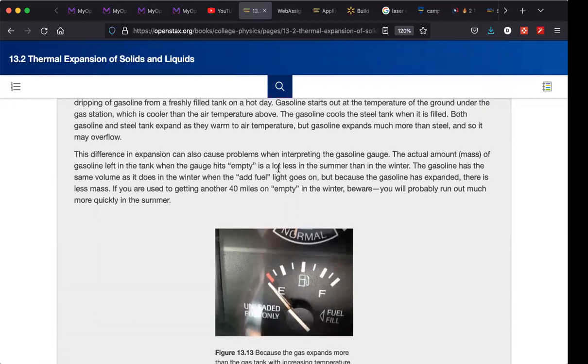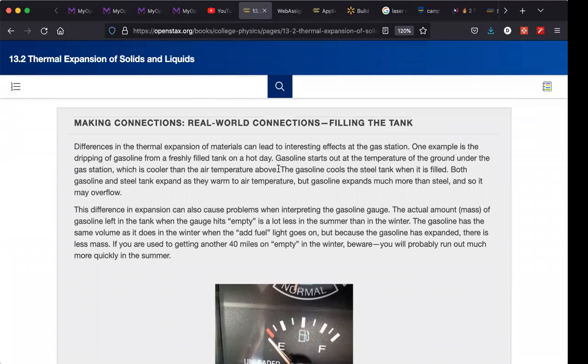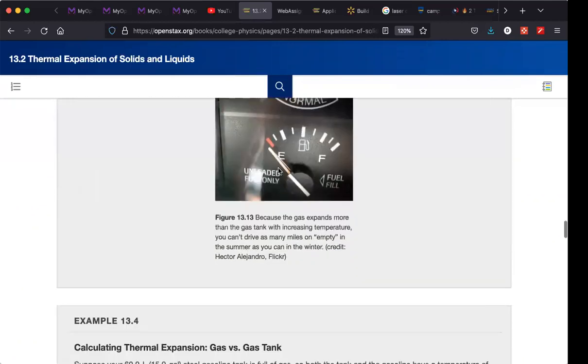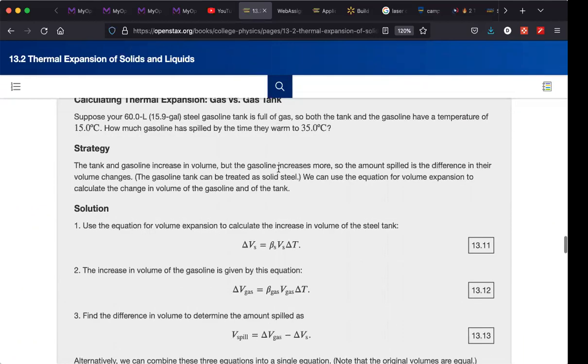So here's a problem where we're going to fill a tank with gasoline in the morning, and then it's going to get hot and expand. We fill the tank all the way to the top, and we're going to figure out how much we're going to spill. So we've got a 60-liter tank. It's full of gas at 15 degrees Celsius, and then it warms up to 35 degrees Celsius.